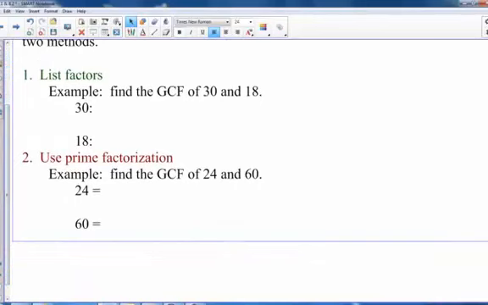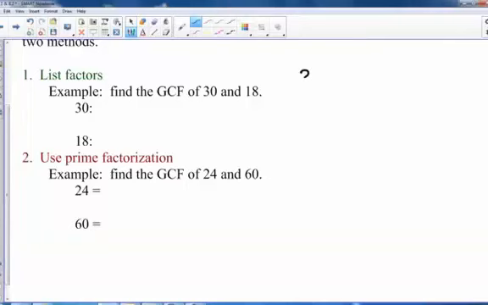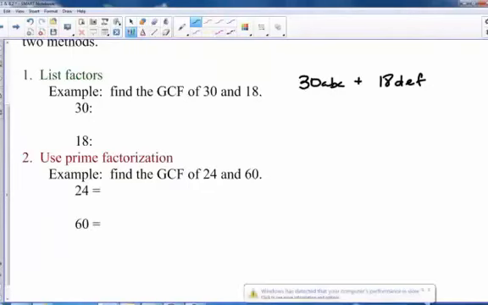Now, the greatest common factor is if you had something like 30abc plus 18def. What's the biggest thing I could take out of that? What's the biggest thing I could factor out of it? Now, we can find that just by understanding the greatest common factor, or we could actually use the greatest common factor trees, which I'll show you.